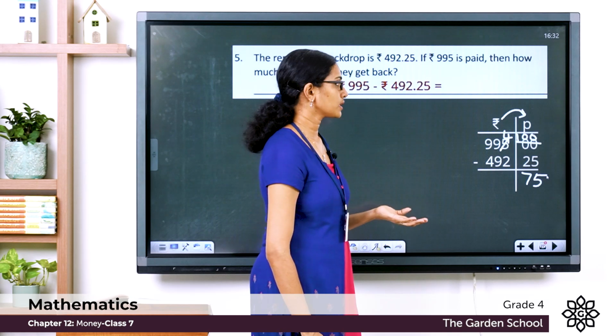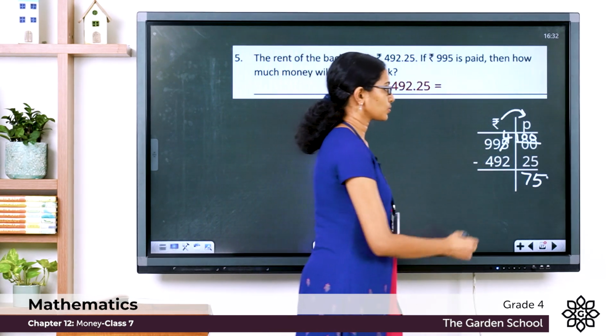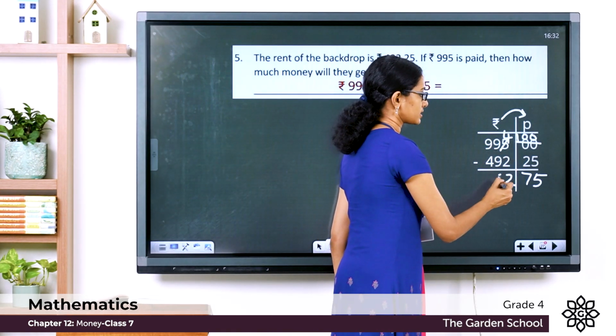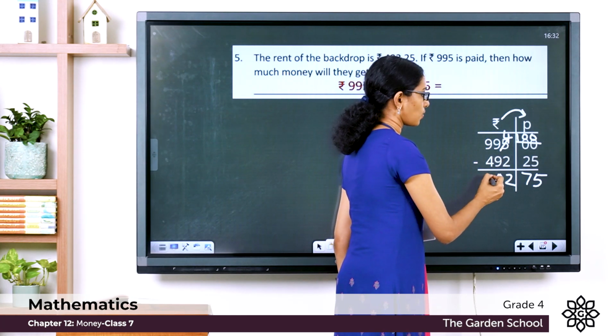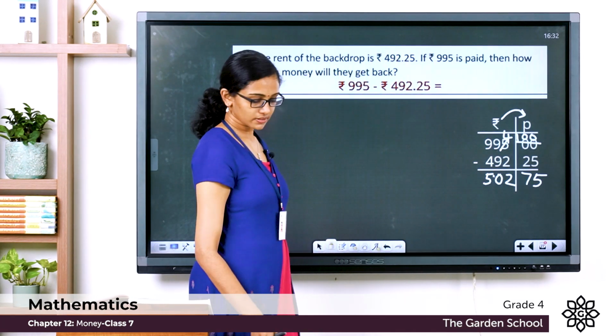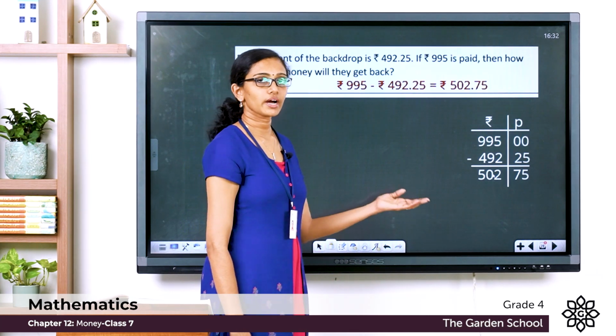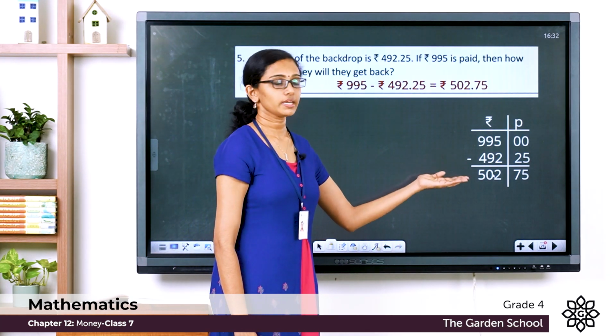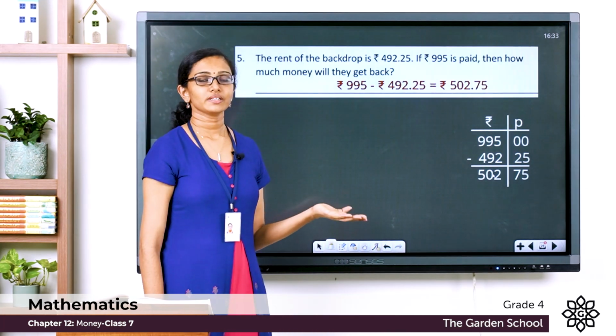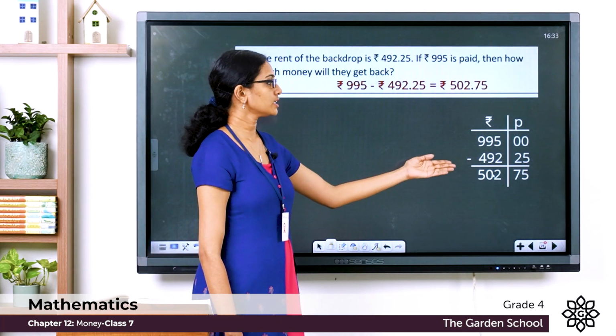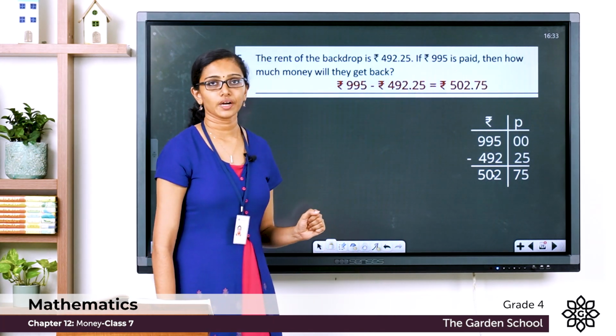Now moving to the rupee column. We have 4 minus 2, 2 here, 9 minus 9, 0, 9 minus 4, 5. So what is the difference? It is equal to 502 rupee 75 paise. So they will get a balance money of 502 rupee 75 paise.